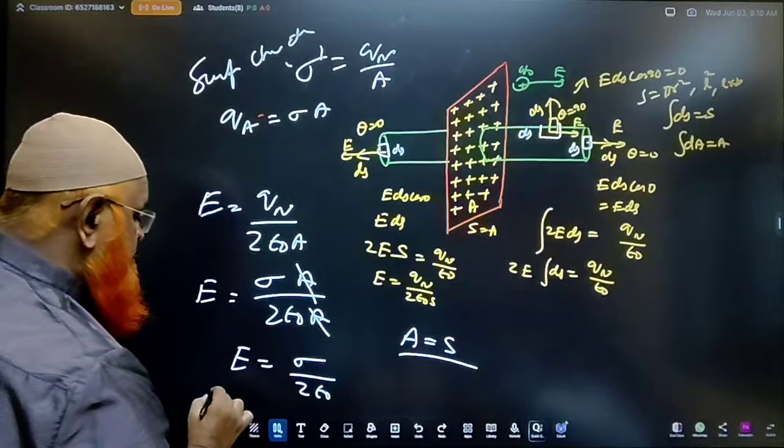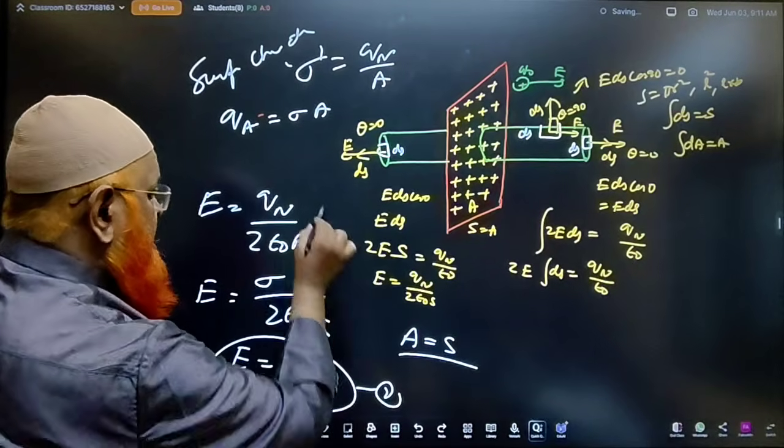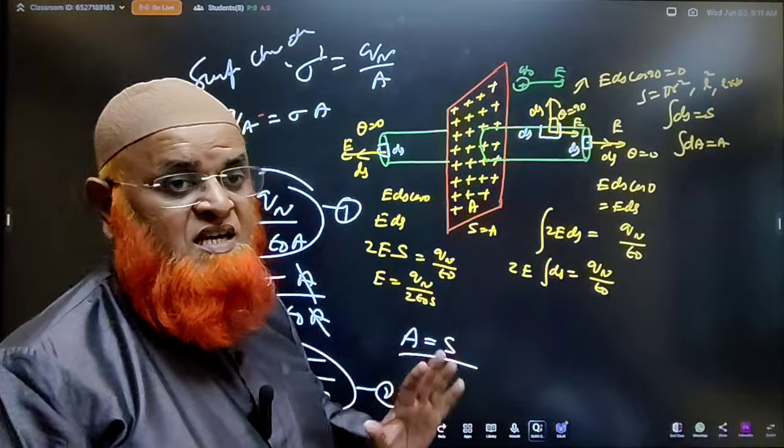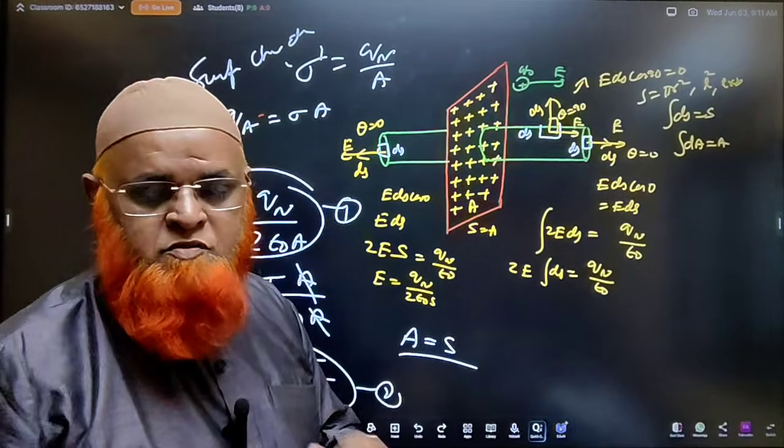This is going to be another formula for electric field intensity. This is the second formula, and this is the first formula. You can apply any formula, per surface area. There are many problems based on this.